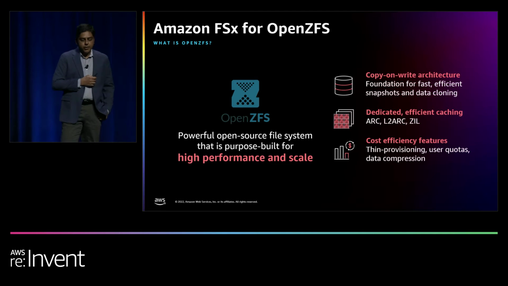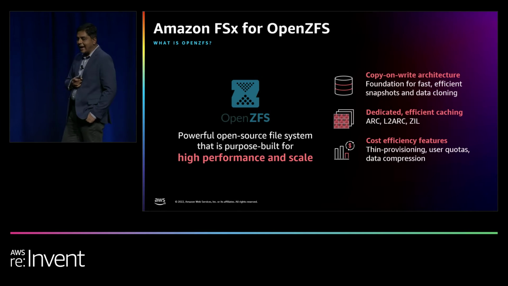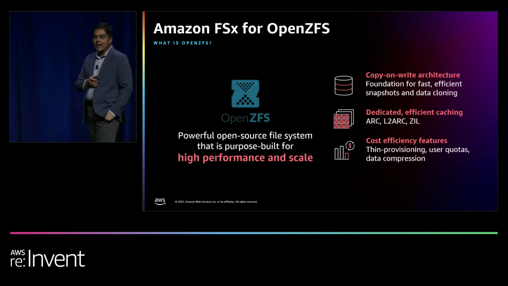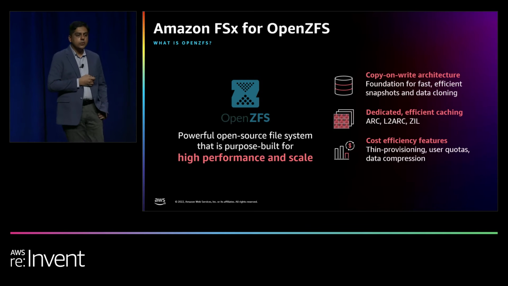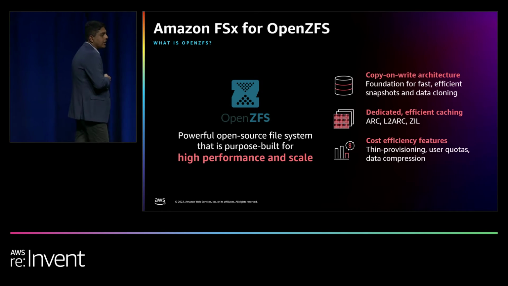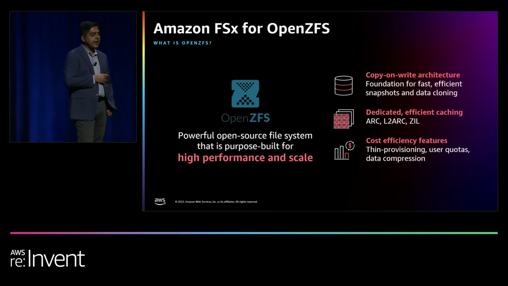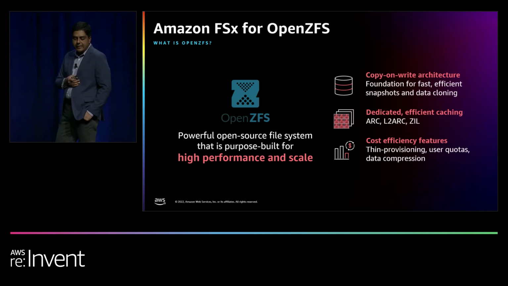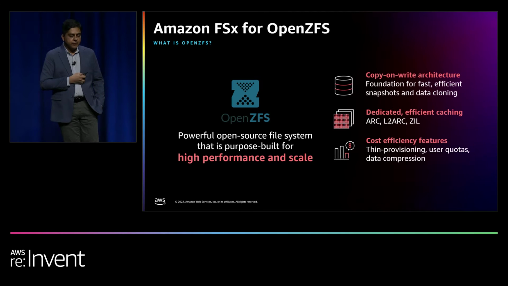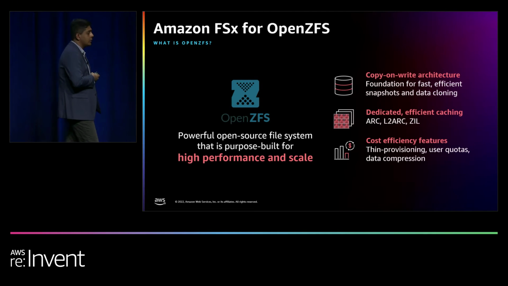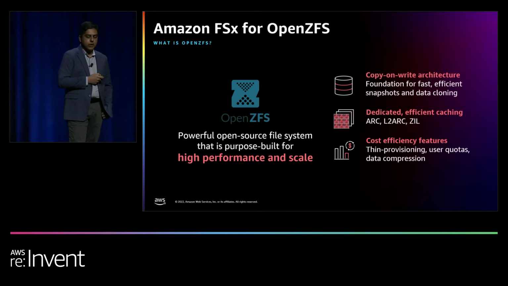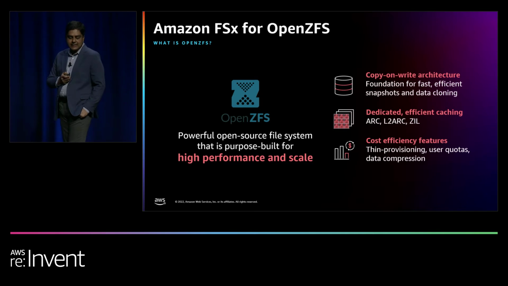It has a lot of support for dedicated, efficient caching with things like the adaptive replacement cache, the L2, the level 2 adaptive replacement cache. There's a whole layer called ZIL for logging to make your writes really fast. So there's a lot of different high-performance oriented features that are built into the file system. And then there's a lot of different cost efficiency features as well, storage efficiency features, things like thin provisioning, user quotas, data compression, and so on. So that's about what OpenZFS is.